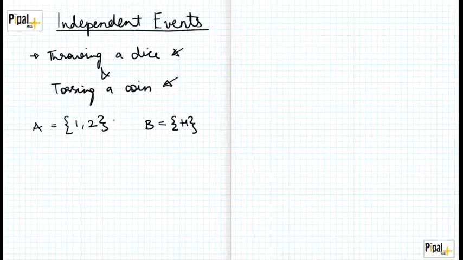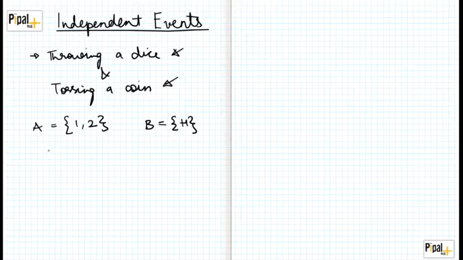Now, you would notice that getting a 1 or 2 on the dice and getting a heads on the coin are quite independent, right? So it doesn't matter whether you get a 1 or a 2, or you don't get a 1 or 2 on the throw of a dice, on the outcome of the tossing of a coin. So these two events are independent of each other. A and B therefore are independent of each other. But how do you mathematically express independence?